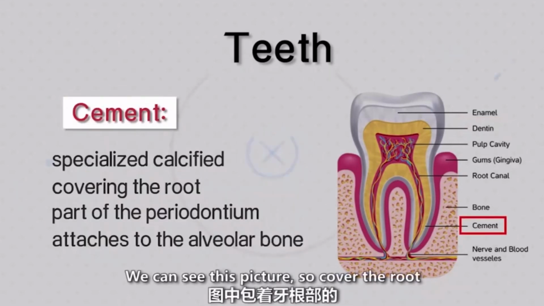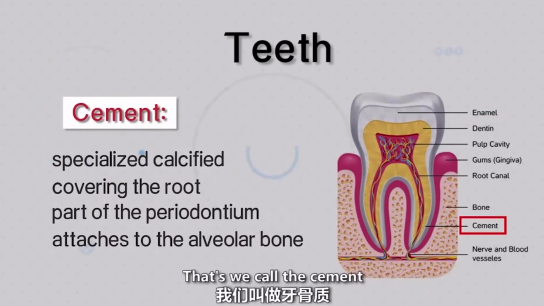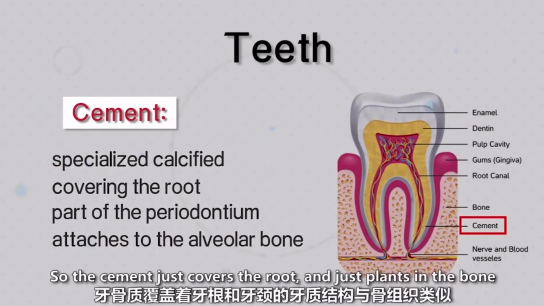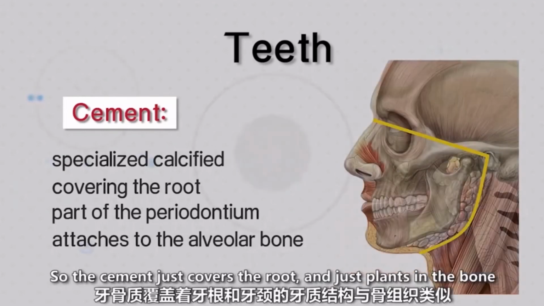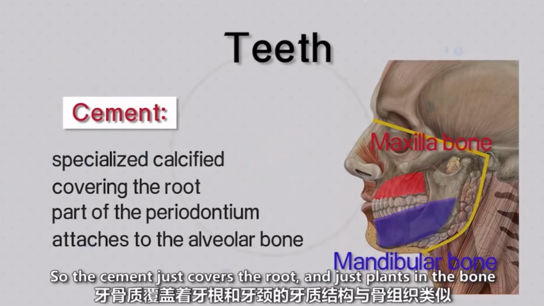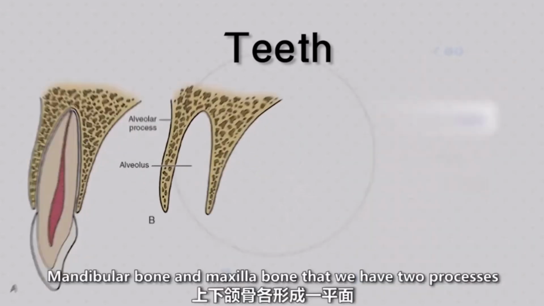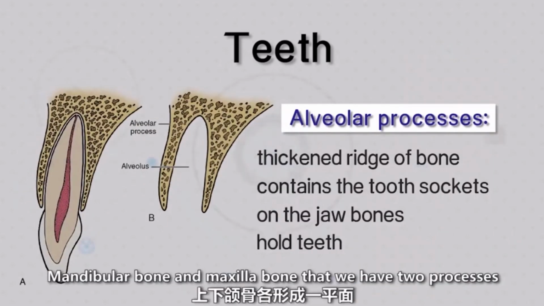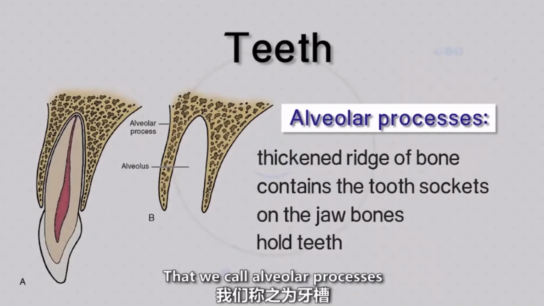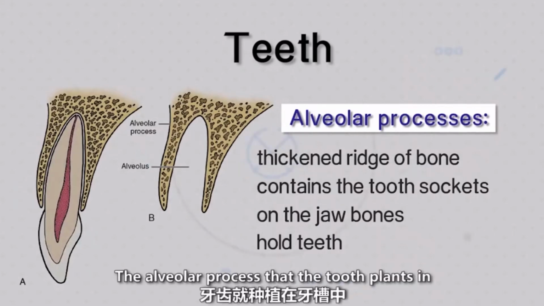We can see this picture. What covers the root is what we call the cement. The cement just covers the root, and the tooth is planted in the mandible bone and the maxillary bone. The maxillary and mandible bones, that's what we call the alveolar process. The alveolar process is where the tooth is planted.